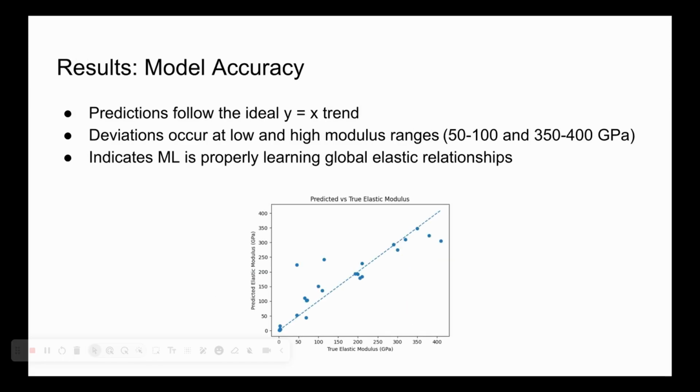This figure shows predicted elastic modulus values compared to known literature values. The clustering of points around the ideal prediction line indicates that the model can successfully capture key elastic trends across materials. Larger deviations can be seen at the extremes of the modulus range, primarily between 50 to 100 gigapascals and 350 to 400 gigapascals, suggesting increased difficulty in predicting very stiff or very compliant materials.